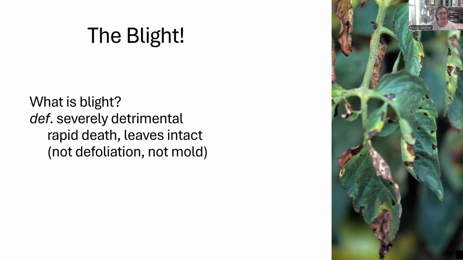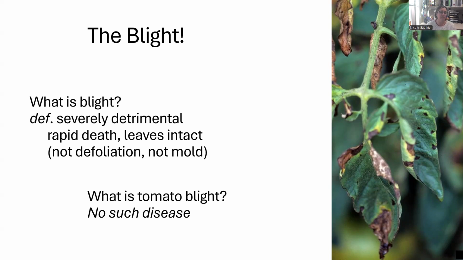But in the plant pathology world, we use the word blight to describe a rapid death, usually so rapid that the leaves remain intact. So you'll see those brown leaves clinging on to the plant. So this is not defoliation. So it's not leaf drop and it's not a mold, but it's again that rapid death where those brown leaves hang on to the plant for at least some amount of time.